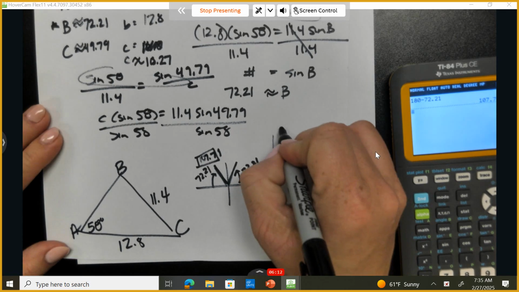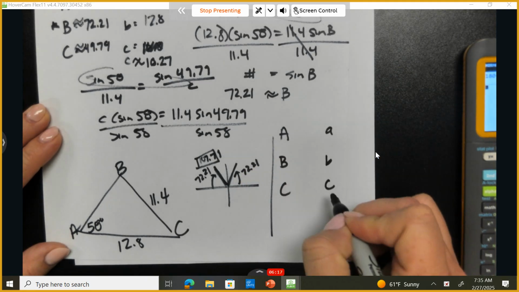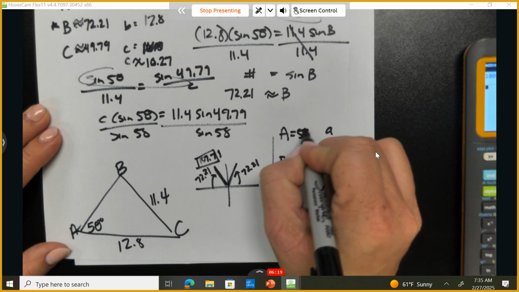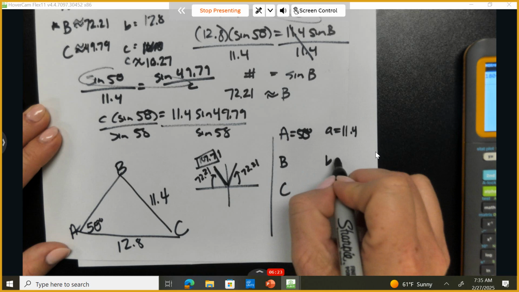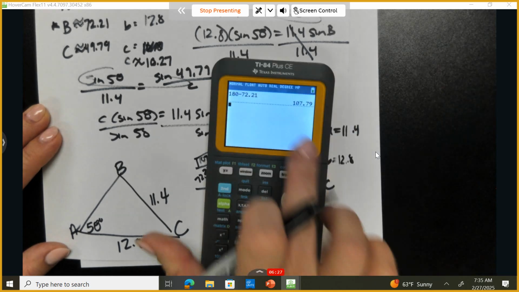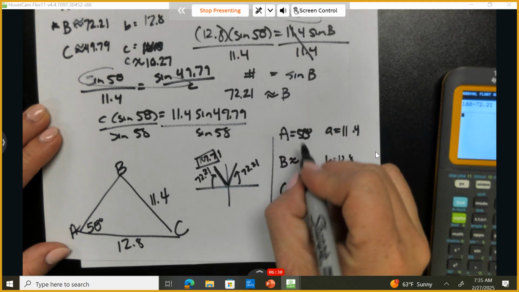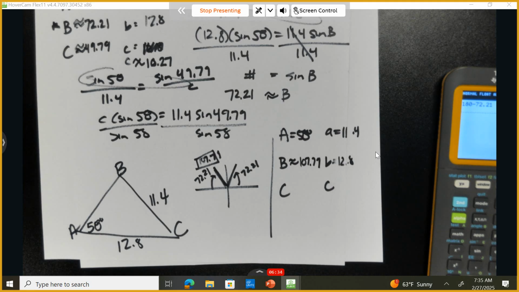Okay, here we go. Write down A, B, and C. Little a, little b, and little c. We know that this is 58 degrees. We know this is 11.4. We know that this is 12.8. And now we believe 107.79. Why is that still a possibility?